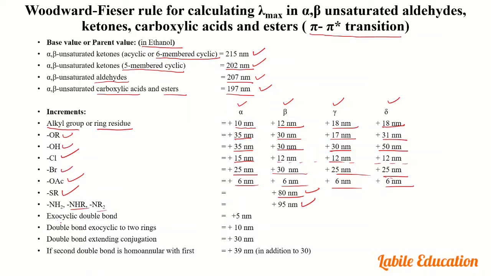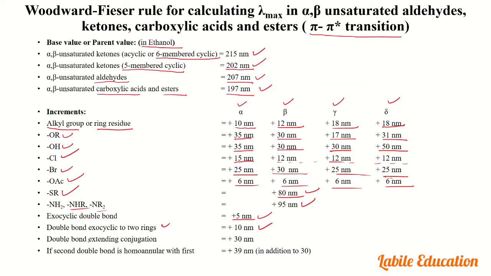Other things are like exocyclic double bonds. We have already discussed them in the earlier video, that was for the conjugated dienes. You can watch that video for what an exocyclic double bond is. We have explained it there. So an exocyclic double bond will contribute 5 nanometer. And if the same double bond is exocyclic to two rings, then it will contribute double the value, 10 nanometer.